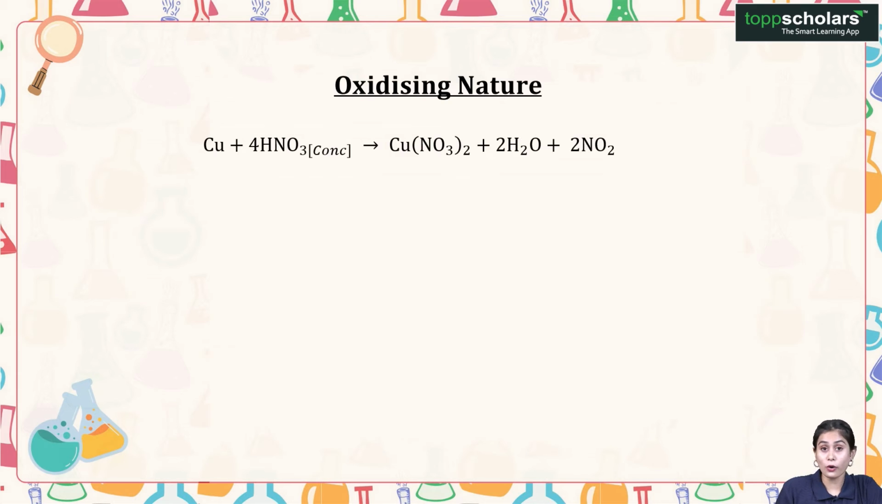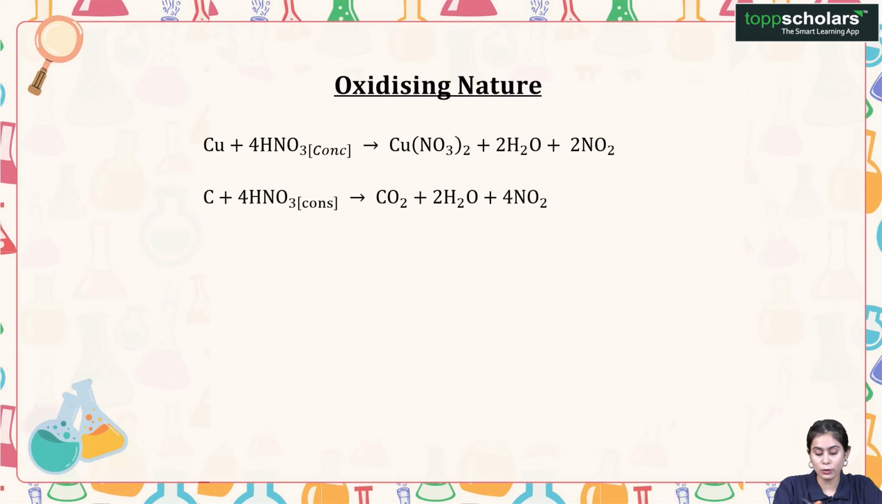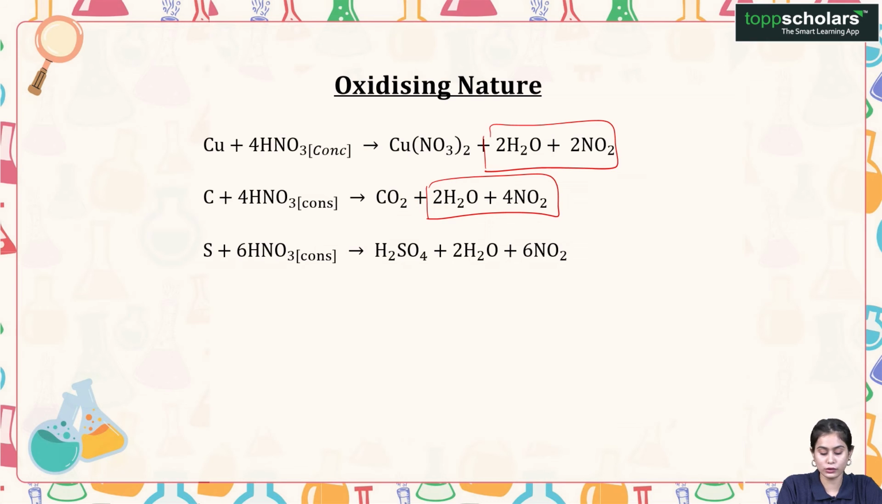Let's continue with the oxidizing nature of your nitric acid. When you take copper and concentrated nitric acid, you get copper nitrate plus H2O plus NO2. Let's take carbon, coke. So C plus 4HNO3, concentrated, will form what? Carbon dioxide. So see, it got oxidized in the presence of your nitric acid. Then what will be the result? As usual, water, and this is common, NO2. Only the number of molecules will change.